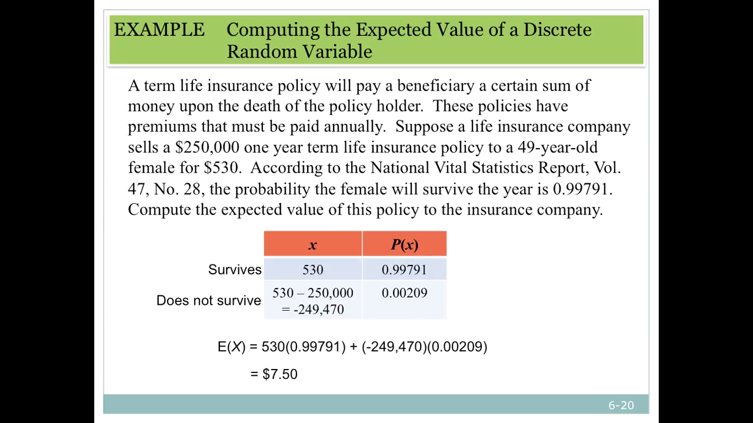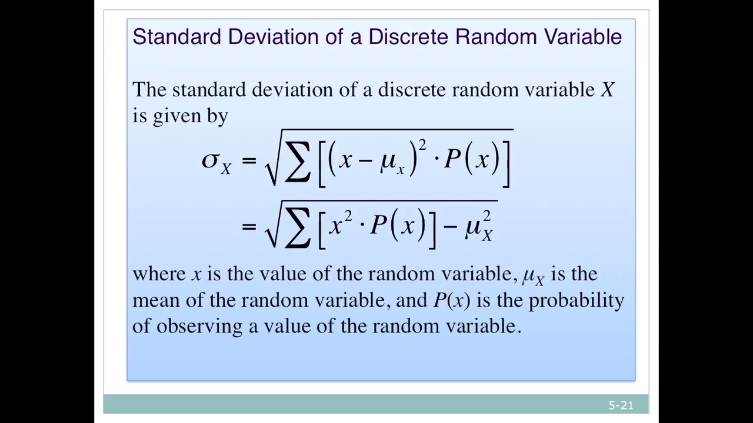Whenever you're talking about expected value for an insurance company, you should end up with a positive value just because the entire intent of an insurance company is to make money. So they would never have basically premiums that are too low that they wouldn't make money on them.